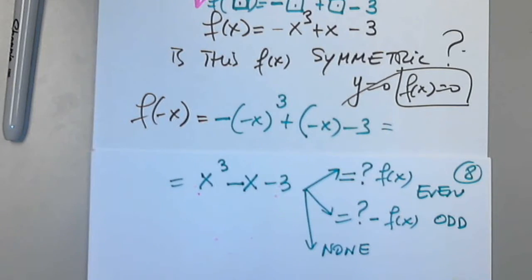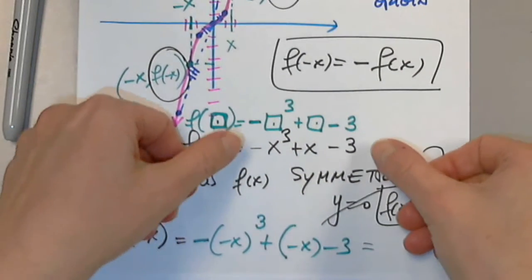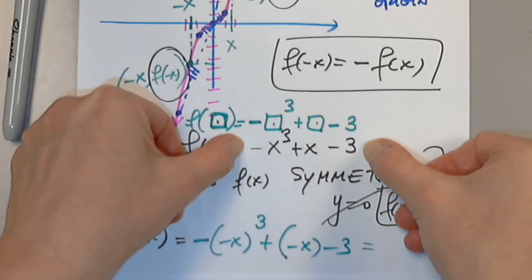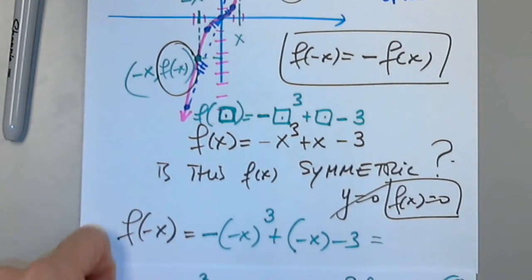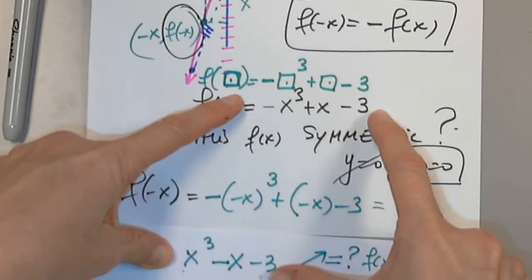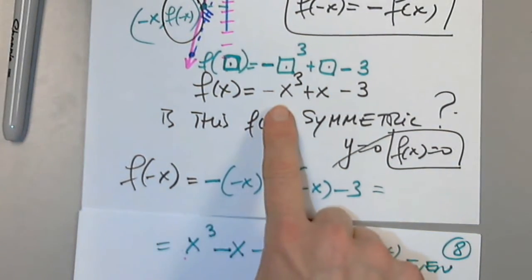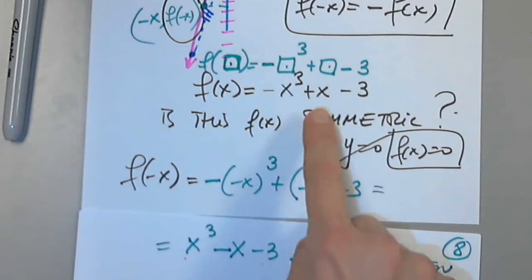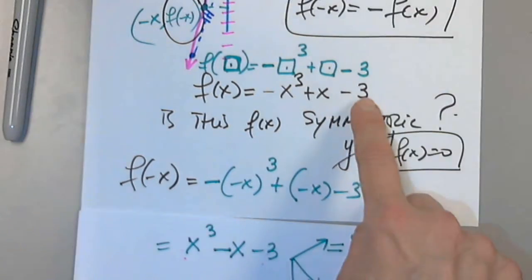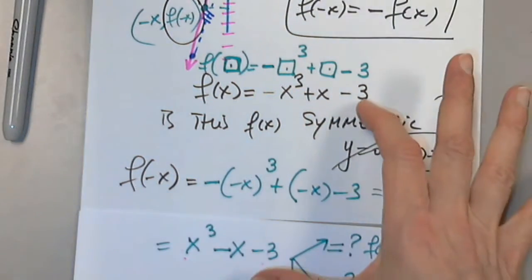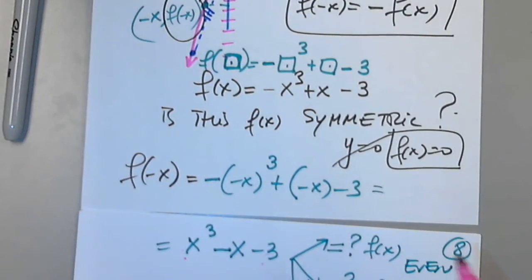So I'm looking at the original function and I compare it with this. Are they the same? This one is negative x cubed, this one is positive, this one is positive, this one is negative, and this one is still negative. Are they the same? No. The function is not even.